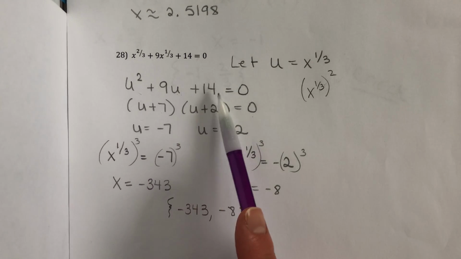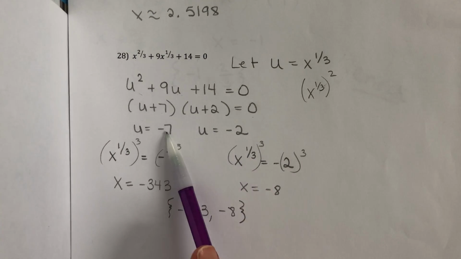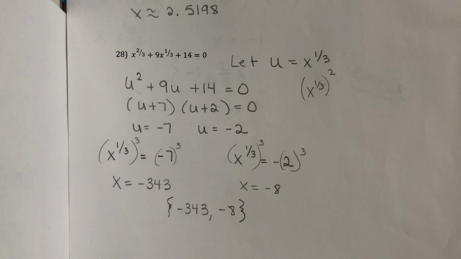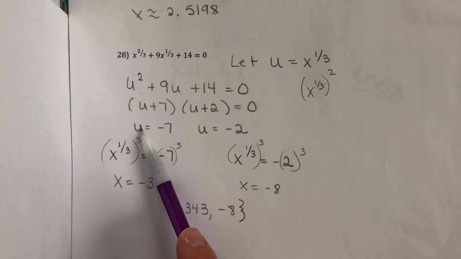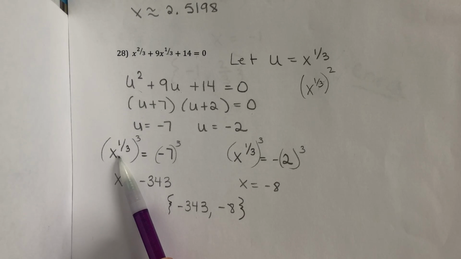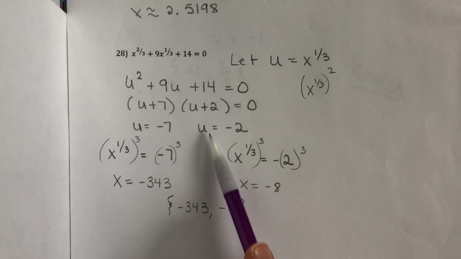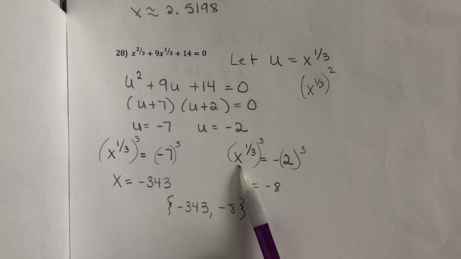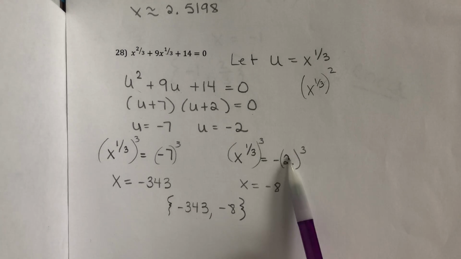So if I factor this easier equation, I get this. I get 2 possible answers for u. So now at this point, get rid of the u and make it x to the power of 1/3 again, okay, for both answers. So instead of u equals -2, replace the u with x to the power of 1/3 equals -2.